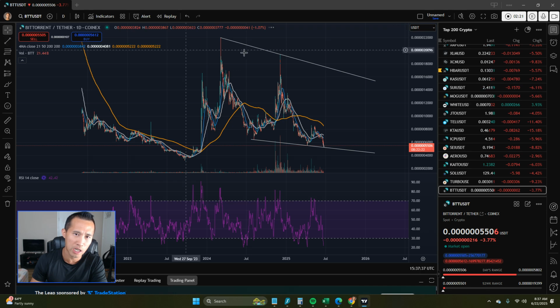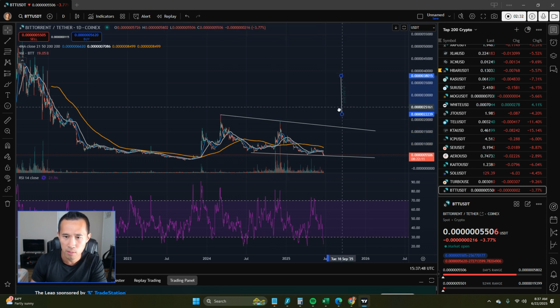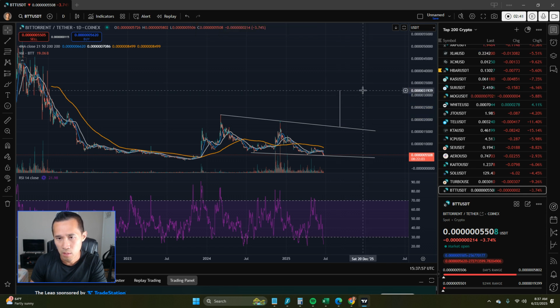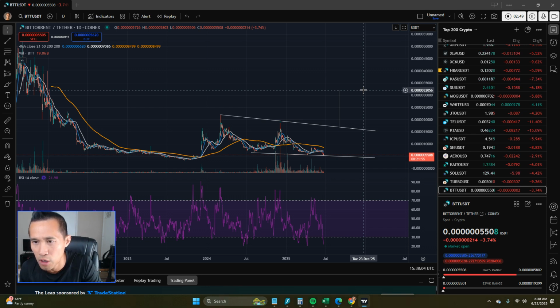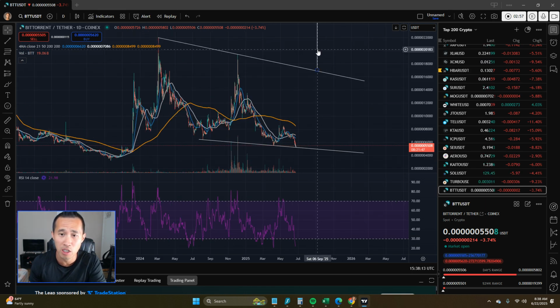So if BitTorrent actually is able to break out of this huge falling wedge pattern here, you take a measured move, which is basically the opening of the pattern in this case, and you put it on top of the pattern for an estimated price target, which will give BitTorrent about 1, 2, 3, 4, 5. If I'm reading that right, 5 zeros and 32. So that is still a pretty big price target and possible move for BitTorrent.